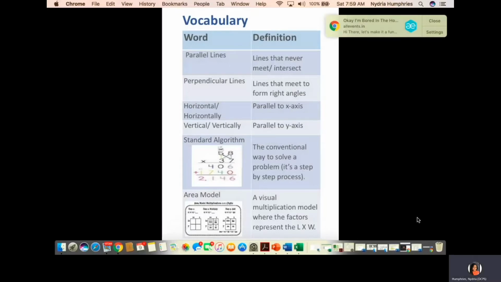Now, our next two words, standard algorithm and area model, actually pertain to our computations. So standard algorithm is the conventional way to solve a problem. It's a step-by-step process. It's the process that most people use. Now, the area model we've used for multiplication and division. But today we're going to concentrate on multiplication, and the area model is a visual multiplication model where the factors represent the length times the width. This ends our vocabulary for week 8.